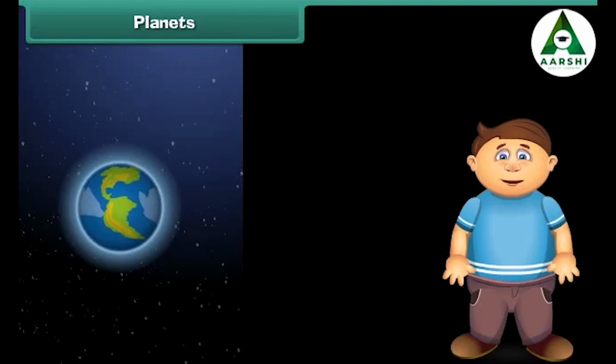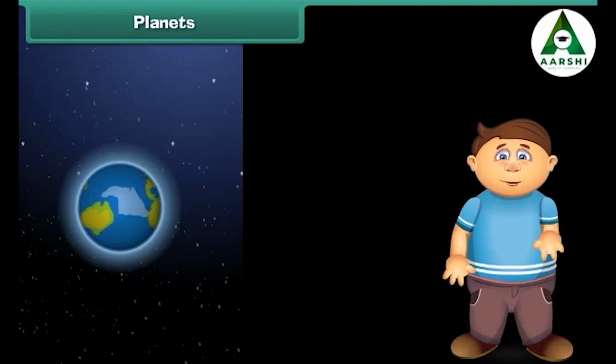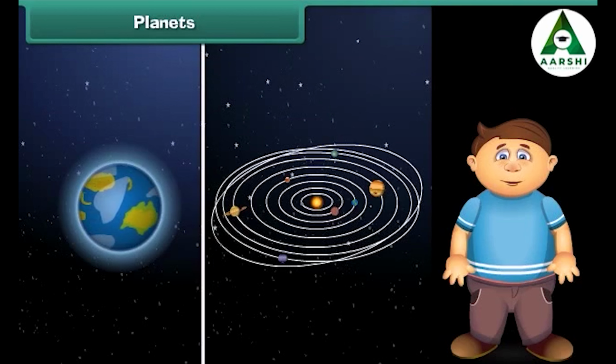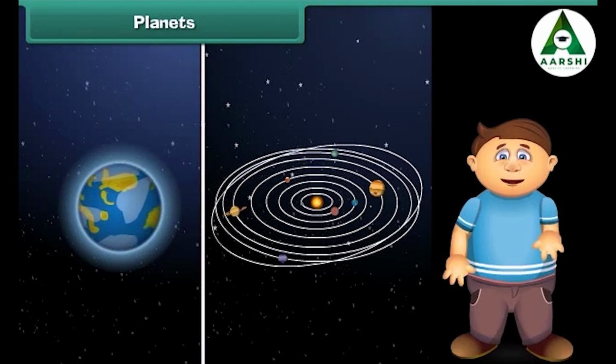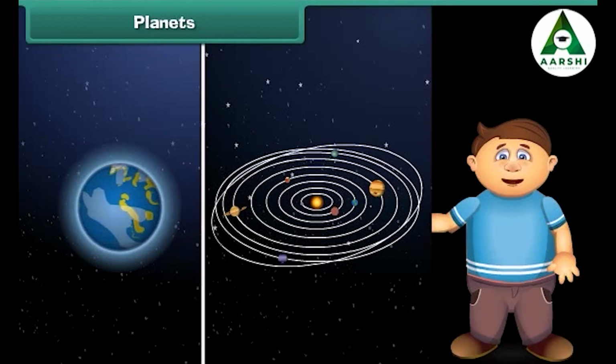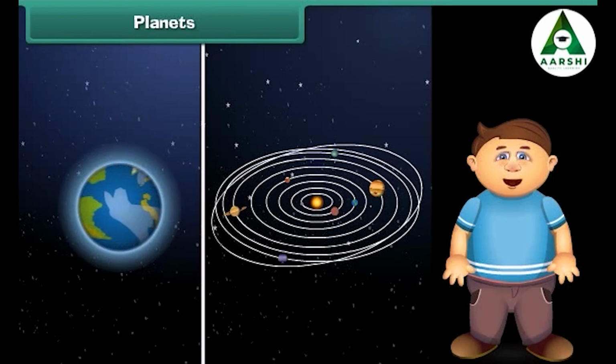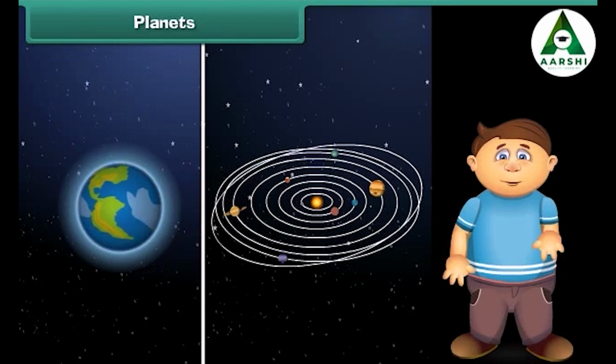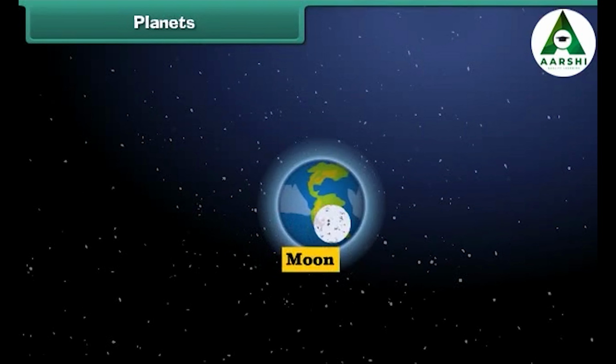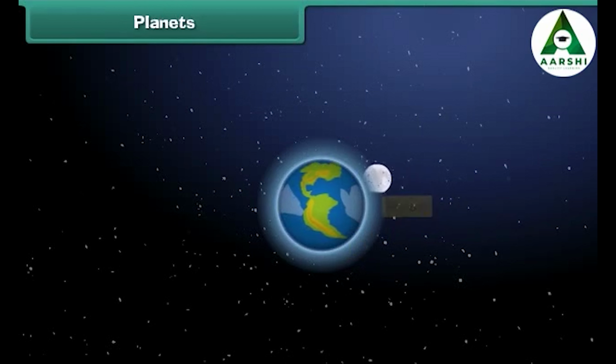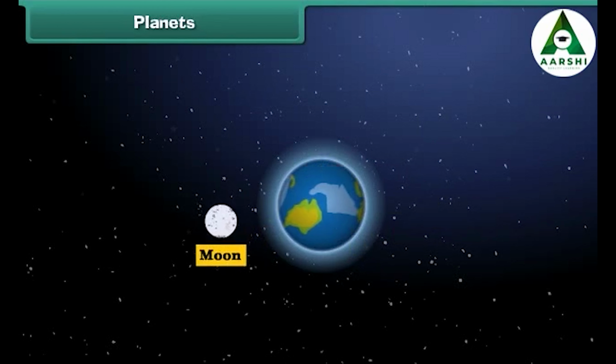Do you know that life is possible on planet Earth only because of the presence of water and oxygen? On other planets, there is no clue of the presence of oxygen and water. Apart from this, the extreme temperature is also not suitable for the existence of life on other planets. Moon is the only natural satellite of planet Earth. It revolves around the Earth in its own orbit.